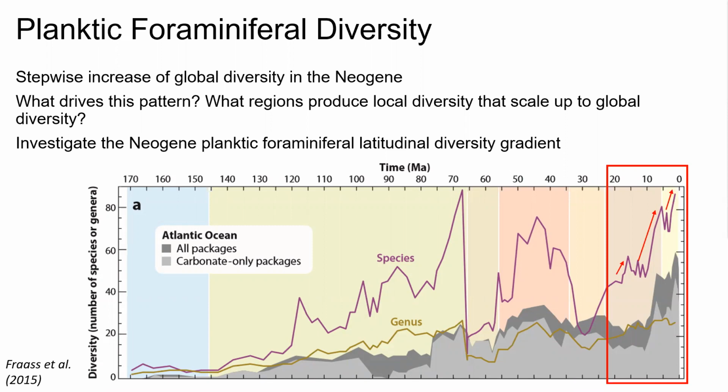The history of global Planktic Foraminiferal diversity patterns is well known. Within the Neogene period, a stepwise increase in diversity occurs, which I've pointed out here with the red box and arrows. However, several questions remain regarding Planktic Foraminiferal diversity, such as what drives this stepwise increase in diversity through the Neogene? What regions produce local diversity that then scales up to global diversity? To begin to tackle these questions, we can investigate basin scale latitudinal diversity gradients.